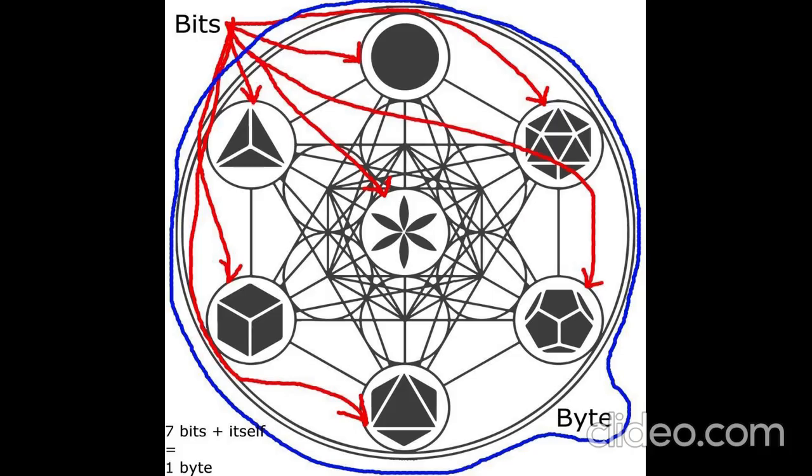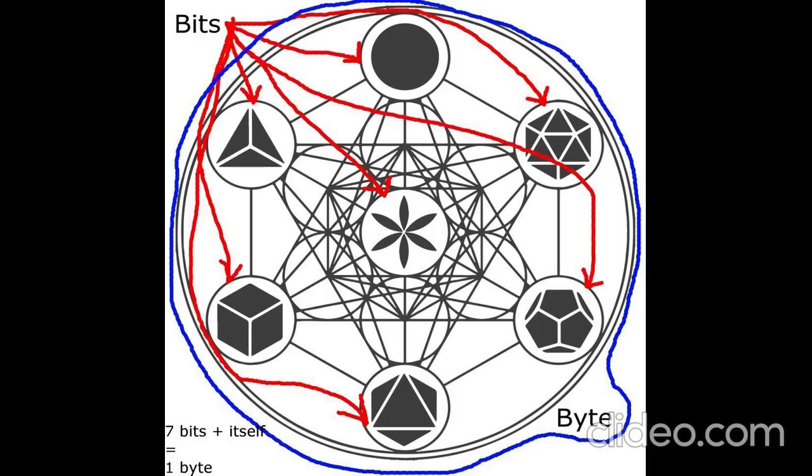Is it a yes or a no? Is it on, off? One of two positions. So that would be 7 bits, plus itself, the whole, and that gives you 8 bits, which is a byte, B-Y-T-E. Okay? So you get where we're going with this?